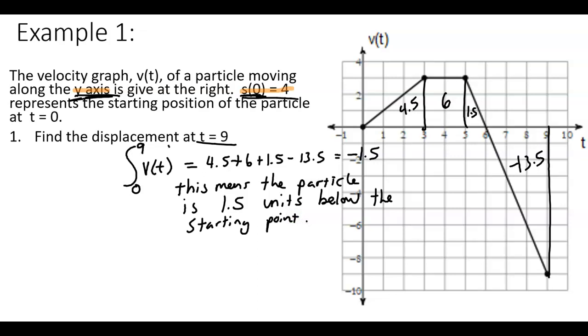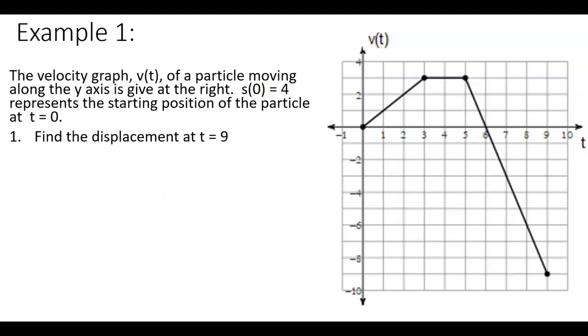So when you integrate your velocity, that tells you the net change in position. We did the integration using geometry, and we got negative 1.5, which tells us that our position is 1.5 less than the starting point. In other words, 1.5 spaces below the starting point, because we are on a vertical axis. All right, let's go ahead and take a look at another one here.